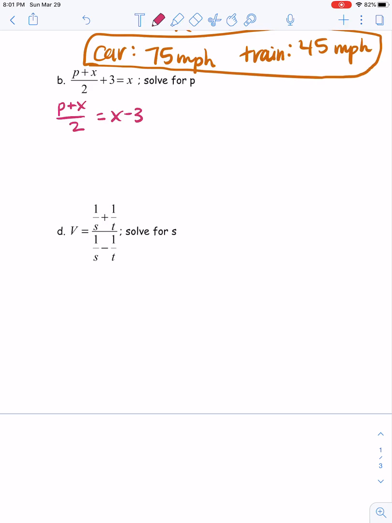Now I want to get to that p. That fraction's in my way. Multiply by 2 to both sides. p plus x equals 2 times x minus 3. I want to get p by itself. Subtract the x.